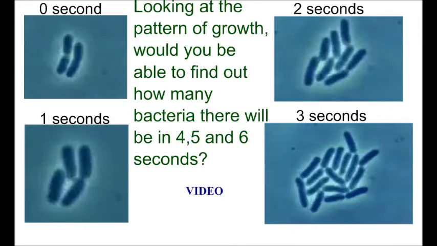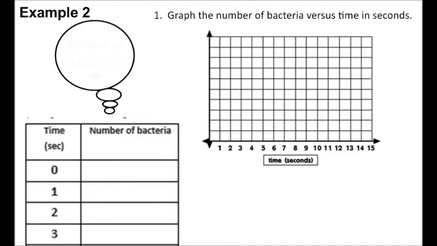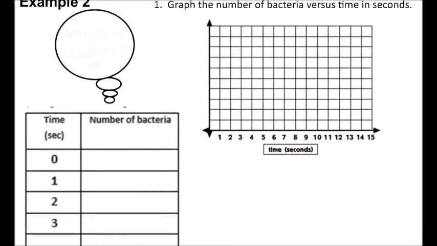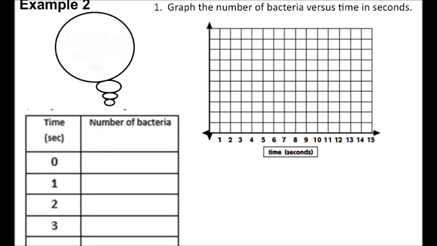Okay, so here are the screenshots. So you have 0 seconds, 1 second, 2 seconds, 3 seconds. All right, so you can go ahead and count from there. It's easier than stopping the video. And then we want you to be able to fill in the table and tell us after 4, 5, and 6 seconds, how many bacteria will there be?